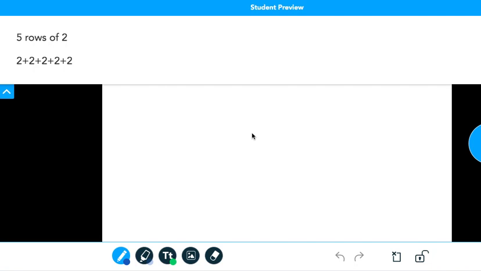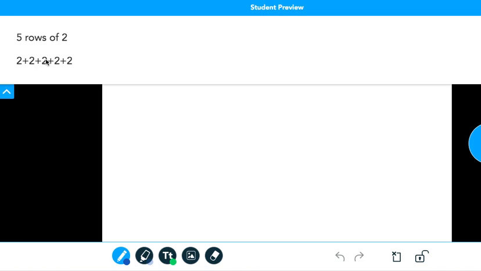So last lesson, we practiced making our own arrays by looking at the problem we were given. It said something like 5 rows of 2, and we would have to make our array. Today, we're going to be practicing the same thing, either looking at a problem giving us 5 rows of something or 5 columns of something.